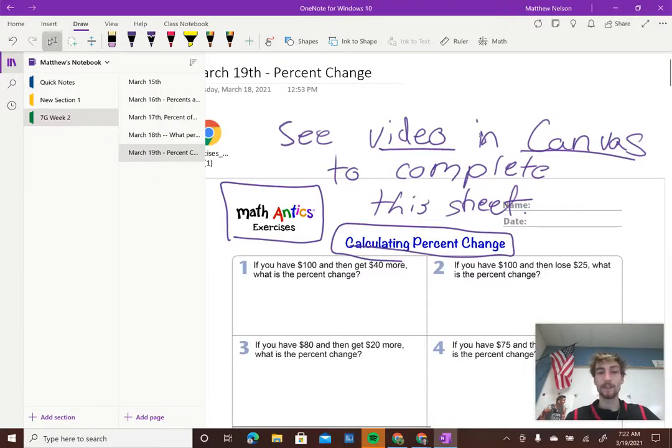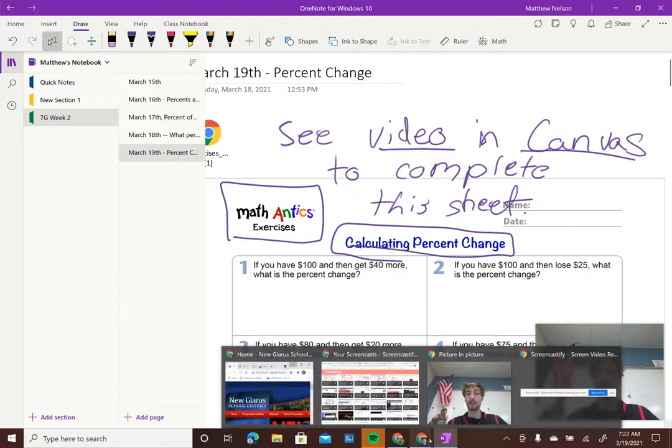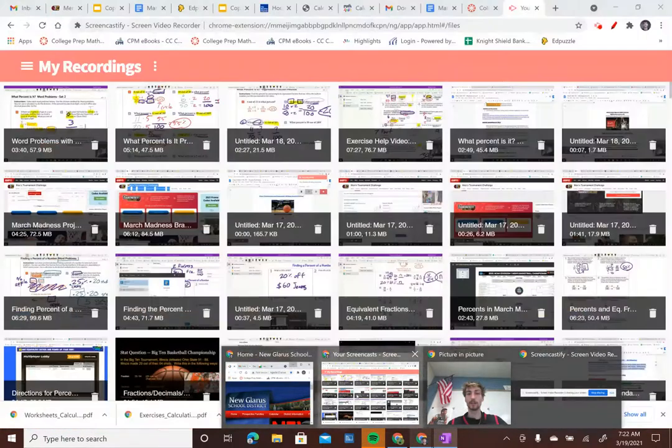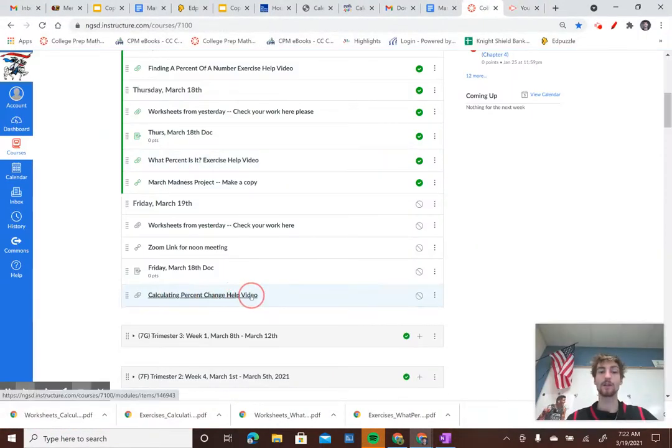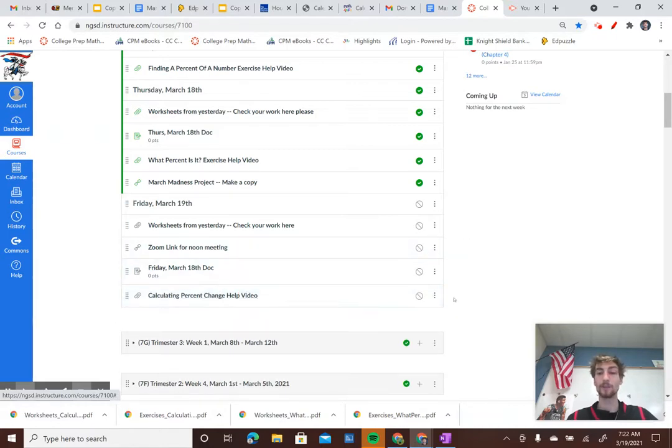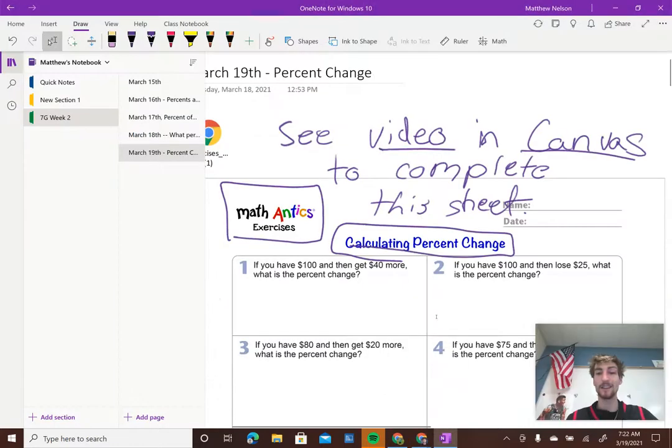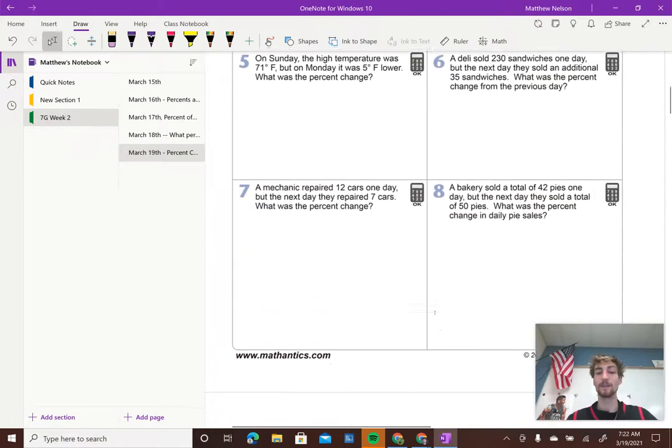All right, everybody. So you had to start out here with the Math Antics exercise video, calculating percent change, and you'll see the video in Canvas to complete this sheet. If I go over here to Canvas, it's going to be this one right here that says calculating percent change help video. So that's going to help you complete the exercise sheets.